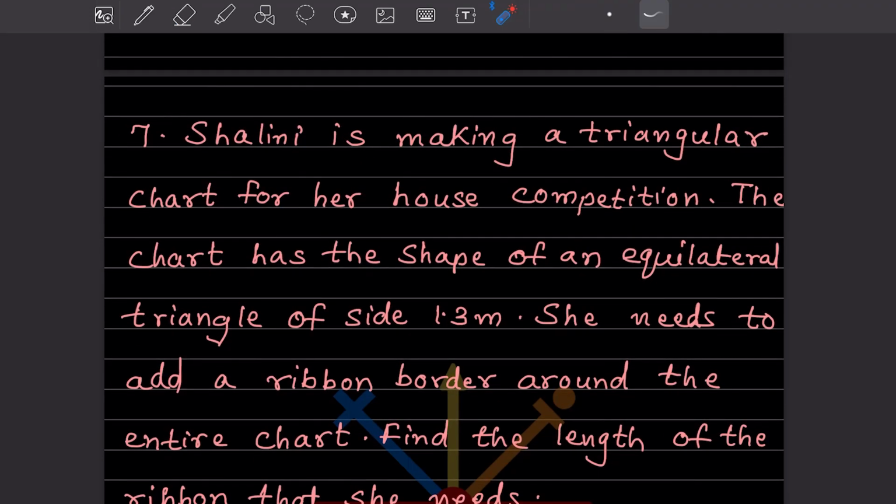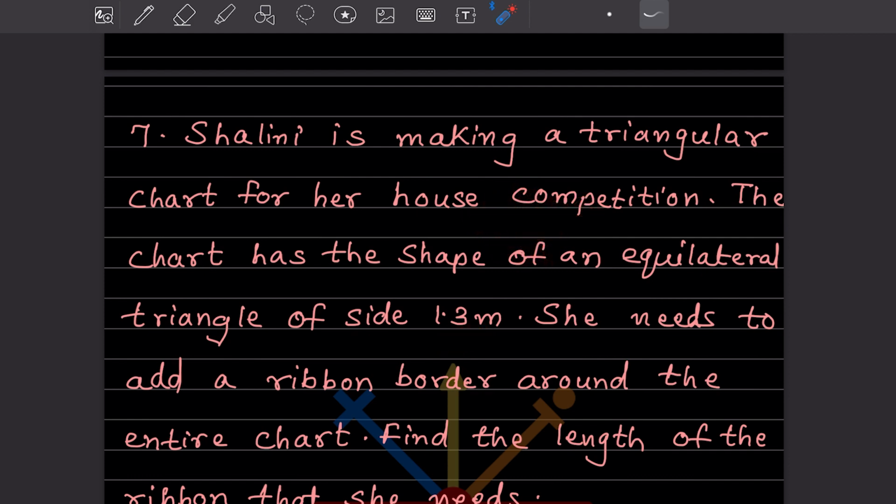So here it says that Shalini is making a triangular chart for her house competition. The chart has the shape of an equilateral triangle. And you know the equilateral triangle, the sides are the same. So this is 1.3 over here, 1.3 and 1.3, that all are in meters.